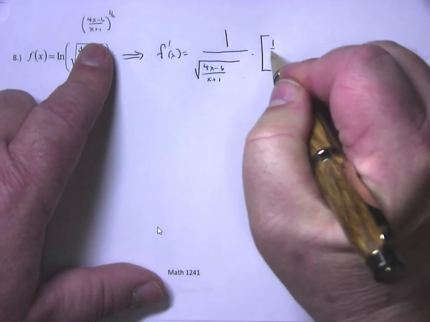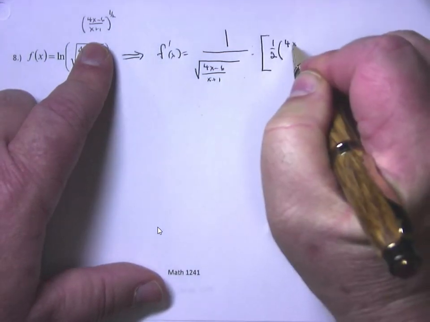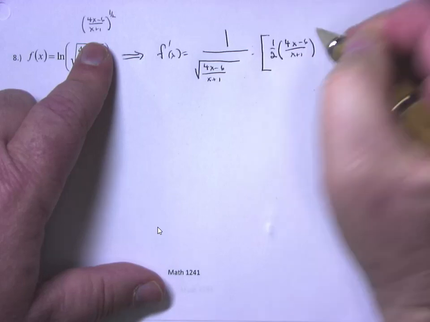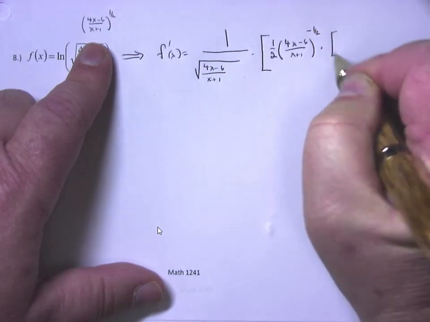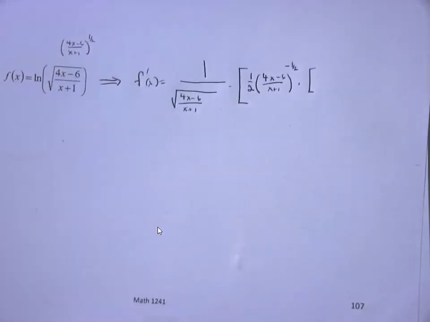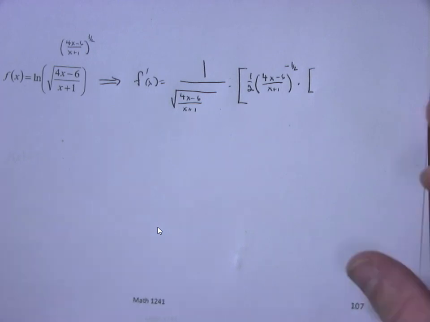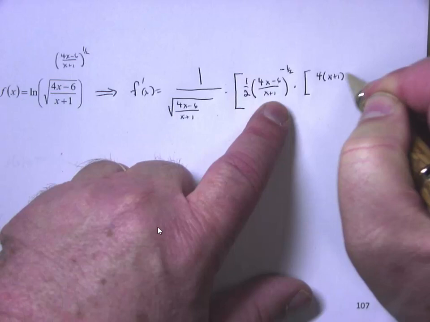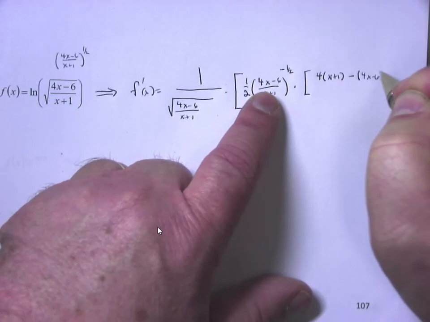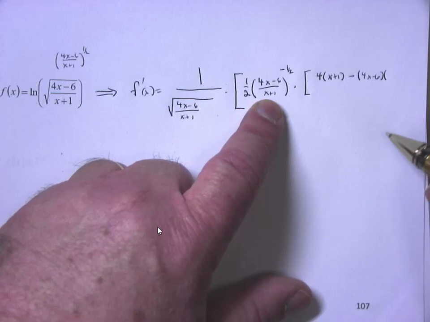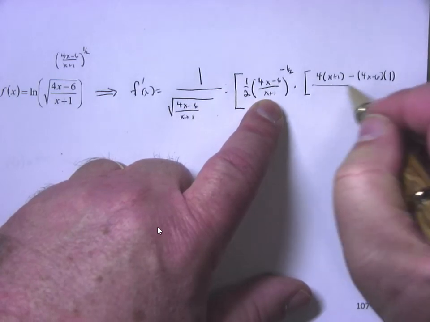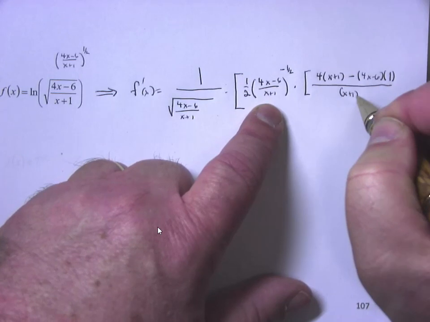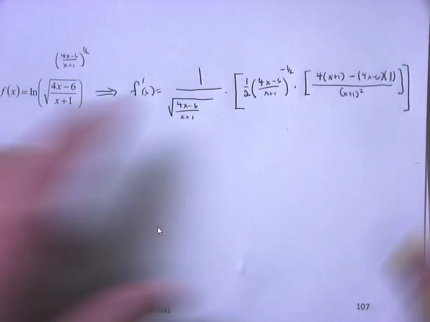So this would be 1/2 times 4x minus 6 over x plus 1, the inside stays the same, raised to the negative 1/2, times the derivative of the inside. The inside is this 4x minus 6 divided by x plus 1 quotient. So I'm going to use the quotient rule on that one. Quotient rule. Derivative of the top, derivative of 4x minus 6 is 4. Derivative of the top times the bottom, x plus 1. Minus the top, 4x minus 6 times derivative of the bottom. What's derivative of x plus 1 with respect to x? 1. All over the bottom, x plus 1 squared. There's my derivative.